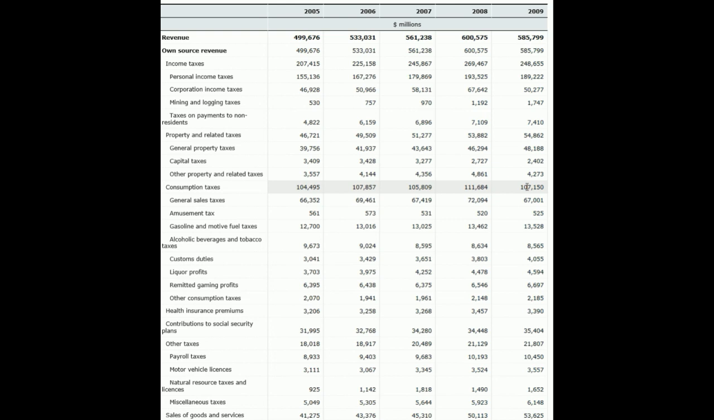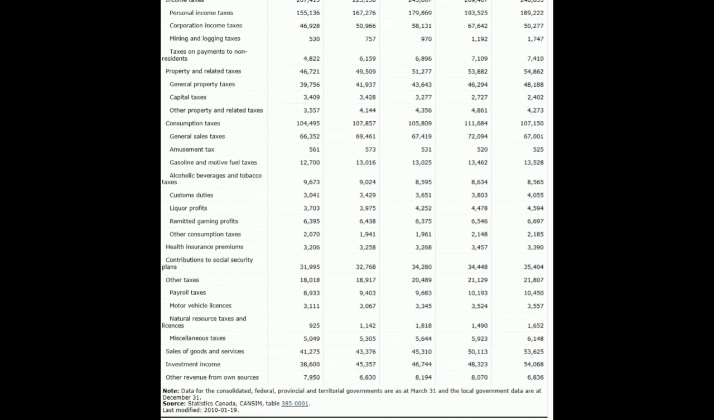Consumption taxes, when you go buy your food and your clothing, they collected $107 billion, $150 million total in consumption taxes. Now, as you keep going down this list, you're going to see individual items, such as here, contributions to Social Security. $35 billion, $404 million were taken from the people. Motor vehicle licenses, $3 billion, $557 million. Natural resource taxes, remember those mining companies up there, and licenses, $1 billion, $652 million.